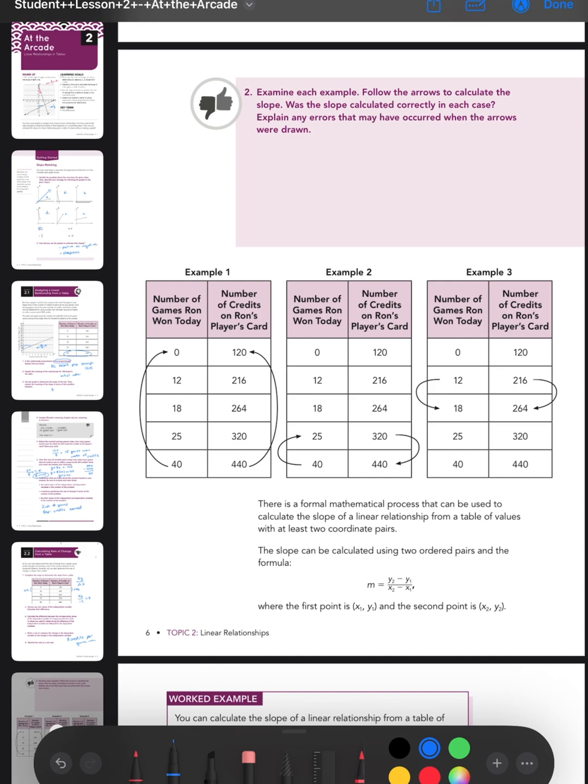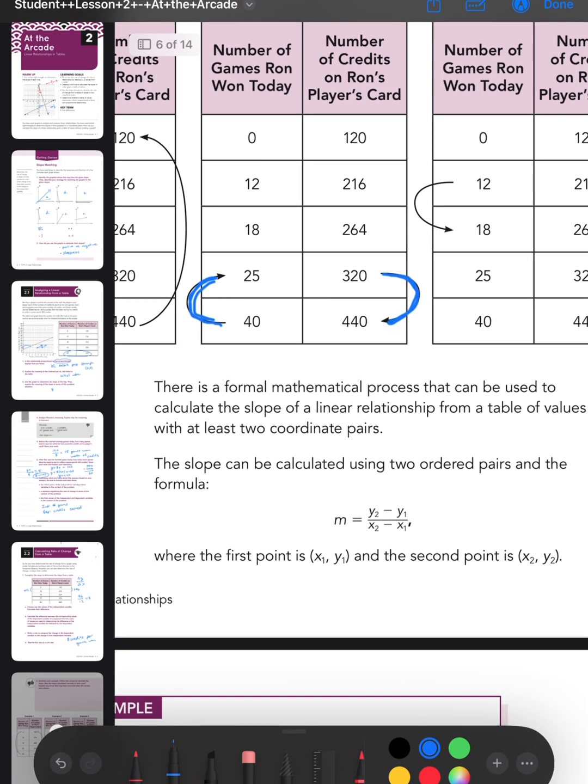The one that has an error, you'll notice, is example 2. Their sign is going to be incorrect because they're doing the change in y going down the table, but then the change in x going back up. What that's going to do is give us the same value as far as the difference, but our sign is going to be off when we calculate our slope. Otherwise, that would work.